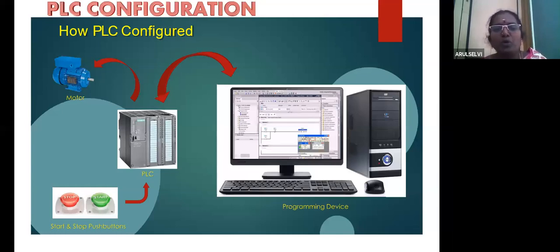You will come to know how many inputs are there, how many outputs are there, and what is the mode of communication, how to establish connection. So these things we have to establish. Then only you can write the program on the computer and download your program into the PLC. Only after configuring the PLC with the help of the computer, you can download or write your program into the PLC. So that is called PLC configuration.